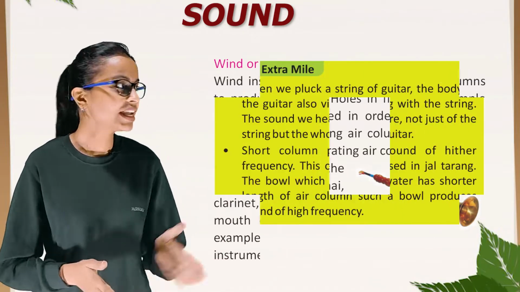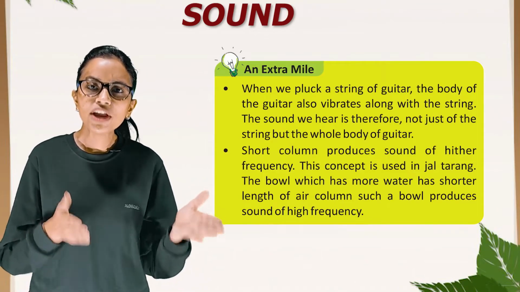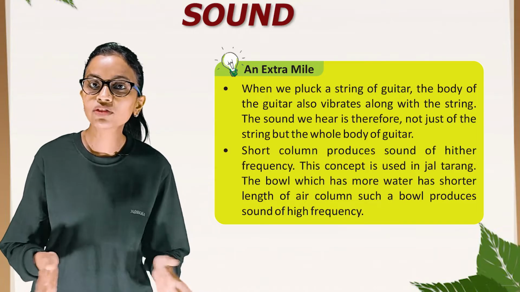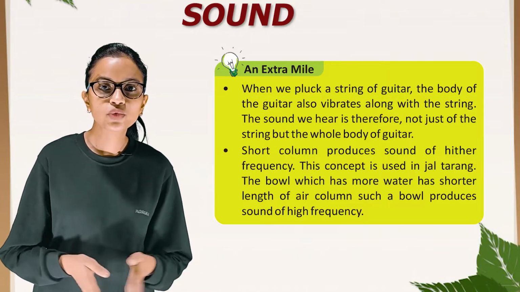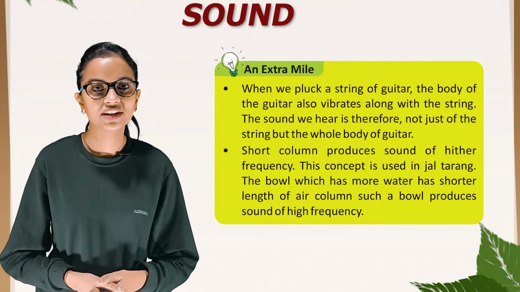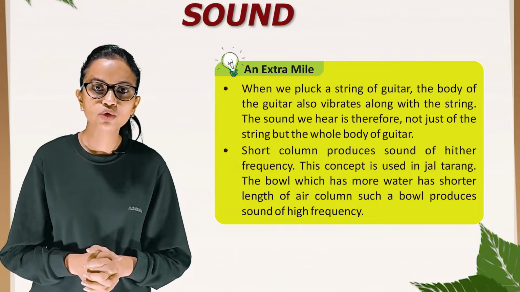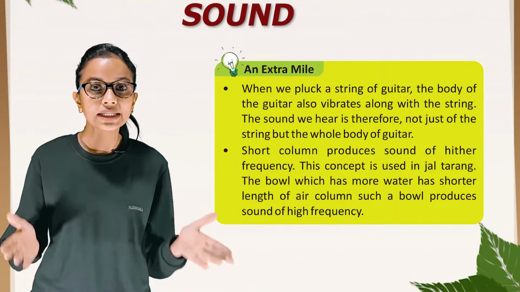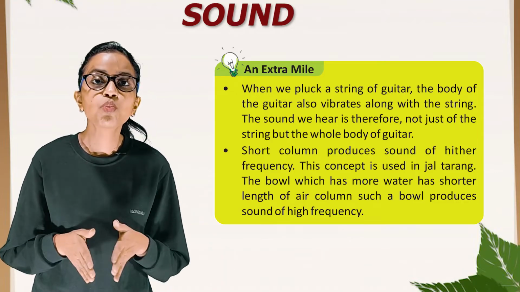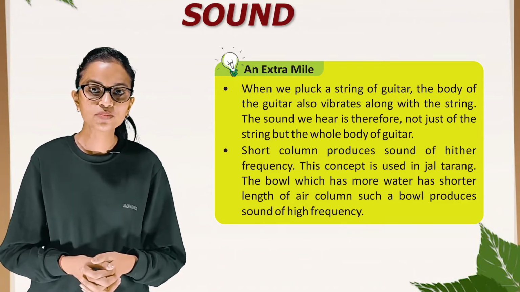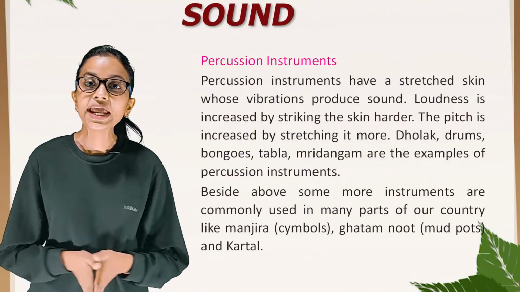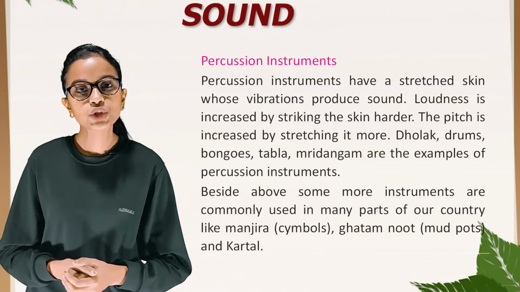So it's time for an extra mile. When we pluck a string of a guitar, the body of the guitar also vibrates along with the string. The sound we hear is therefore not just of the string but of the whole body of the guitar. A short column produces sound of higher frequency. This concept is used in Jal Tarang. The bowl which has more water has a shorter length of air column, so the bowl produces sound of high frequency.